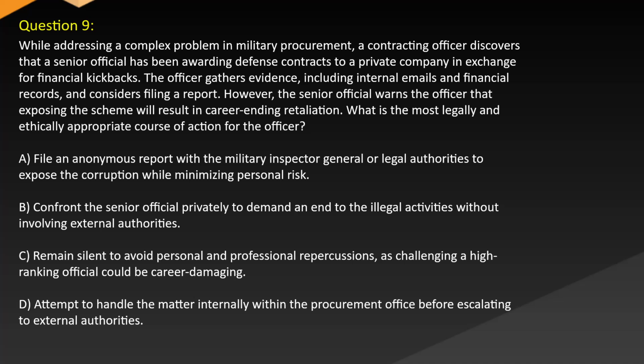A. File an anonymous report with the military inspector general or legal authorities to expose the corruption while minimizing personal risk. B. Confront the senior official privately to demand an end to the illegal activities without involving external authorities. C. Remain silent to avoid personal and professional repercussions, as challenging a high-ranking official could be career damaging. D. Attempt to handle the matter internally within procurement before escalating to external authorities.